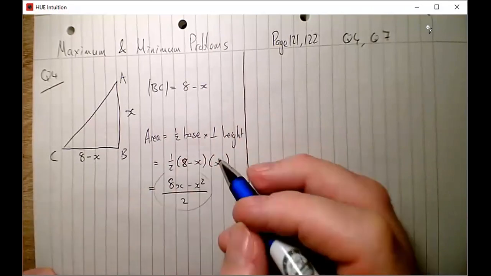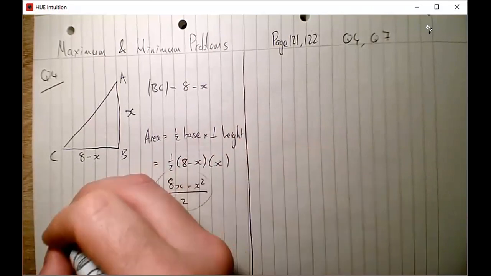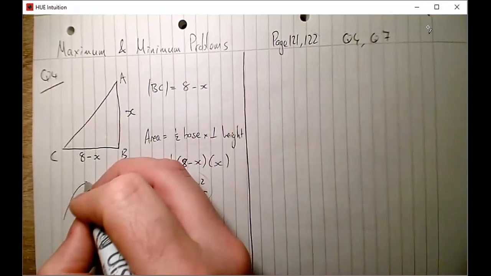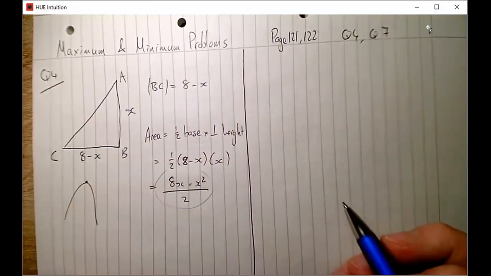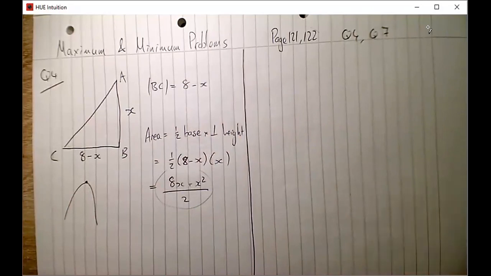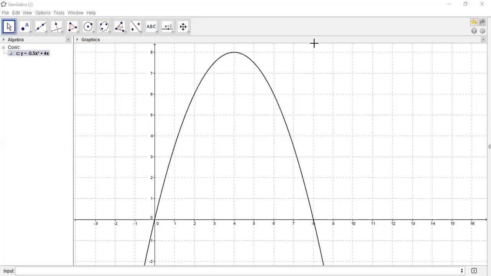which is a quadratic function. It's got a minus x squared, so it's an n-shaped quadratic. It only has a local maximum. That's what we're going to try and find, the maximum area that we can get. Okay, so here's our area function plotted out on GeoGebra, and you can see here at x equals 4, we seem to get our maximum point. Our maximum area seems to be 8 centimeters cubed when that distance is 4. Well, let's see how we work that out on paper.